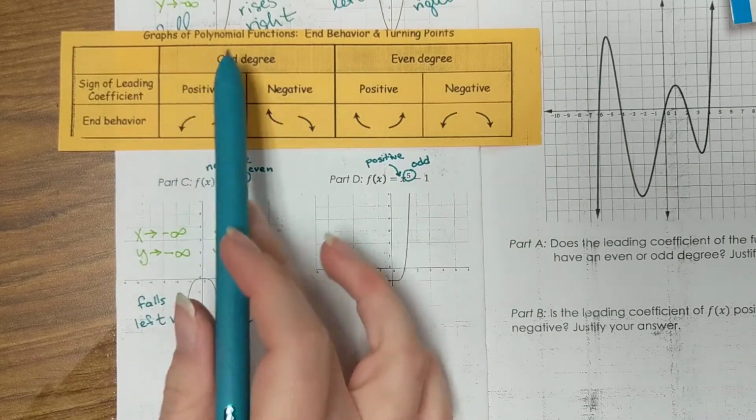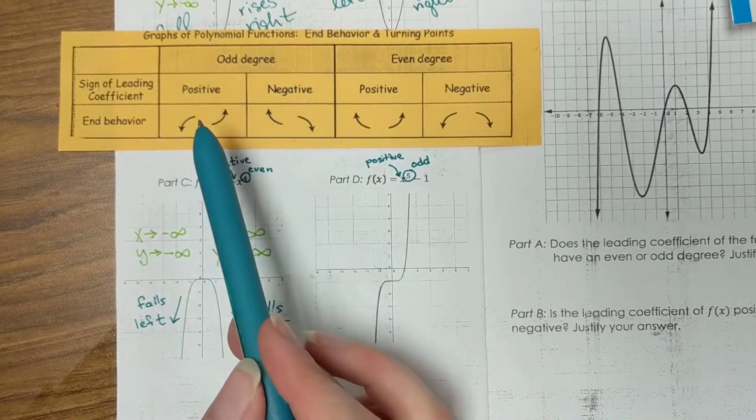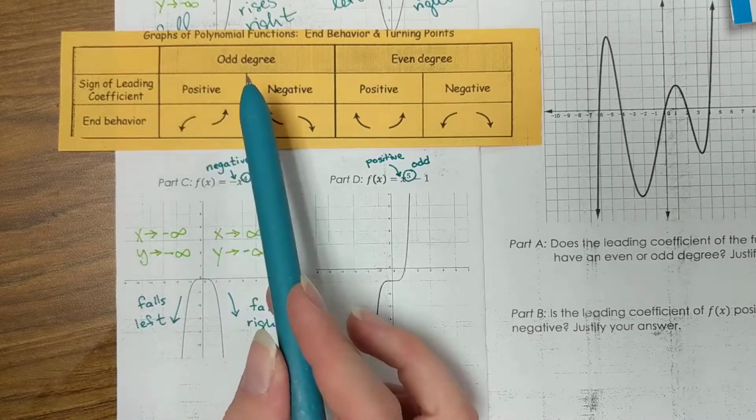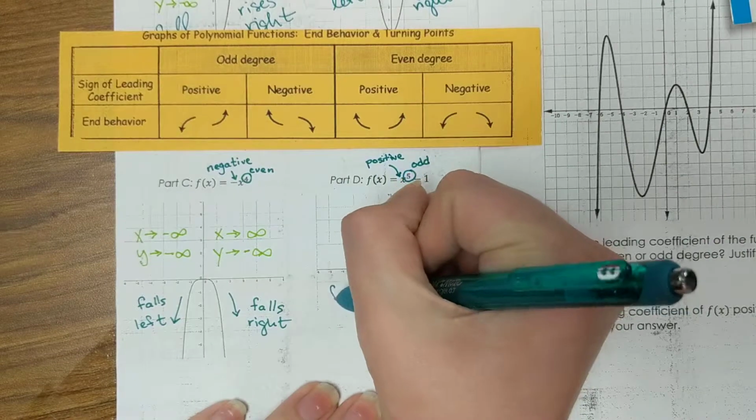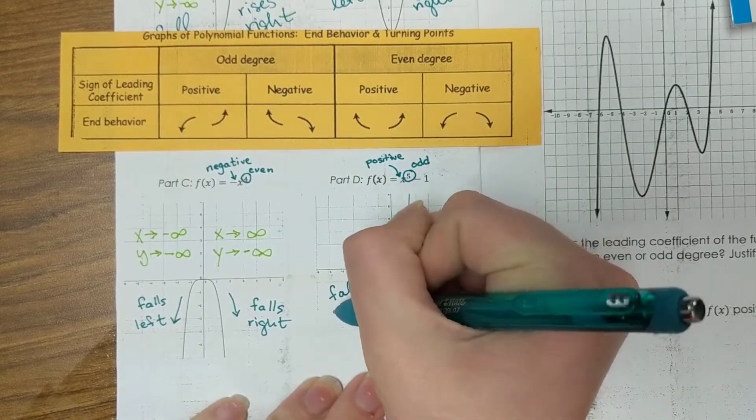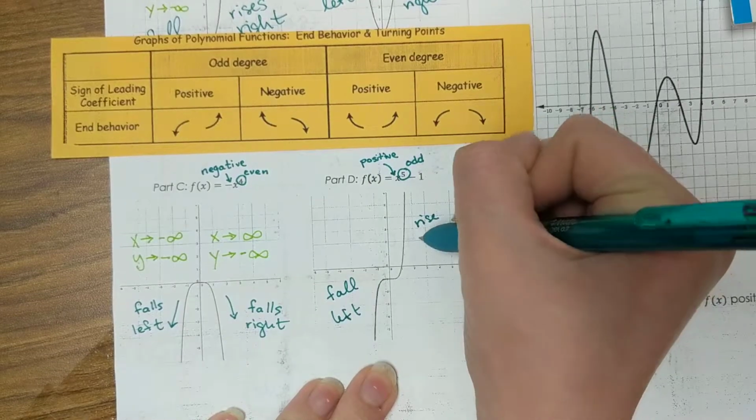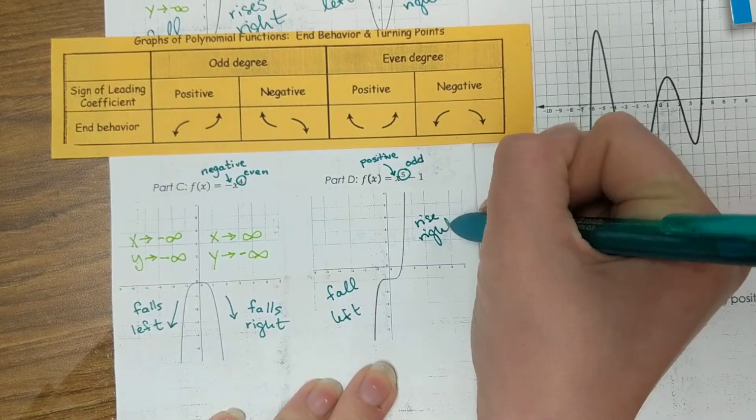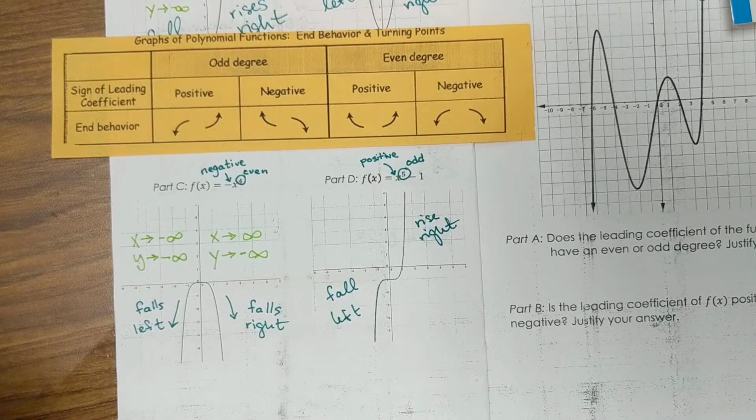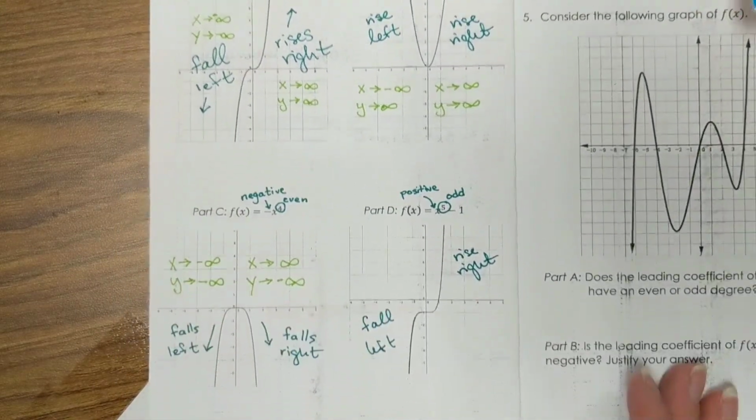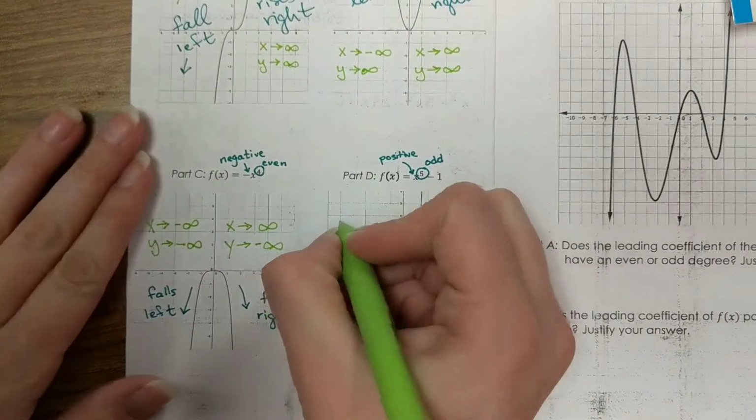So positive and odd means your line should be decreasing on the left, or falling to the left, and rising to the right. So again, fall left, rise right. This should hopefully look familiar because you've already done a problem like this. Part A was the exact same, so we're just going to copy down the same infinities.